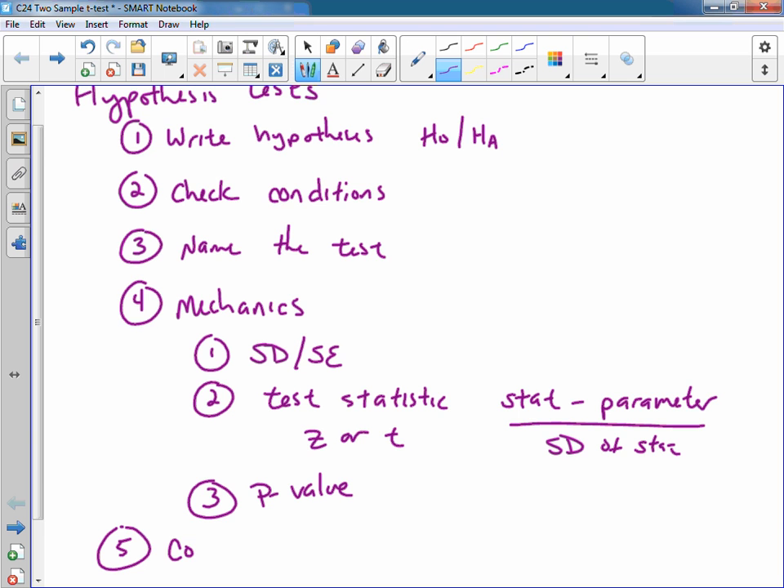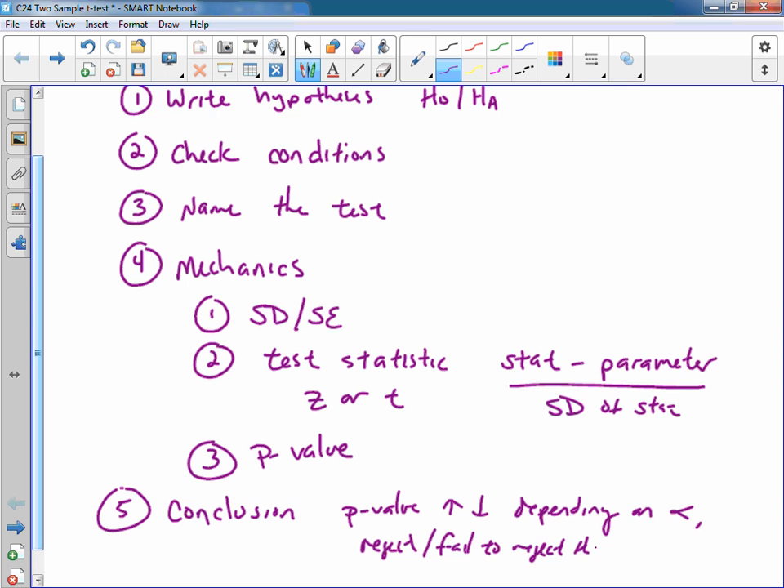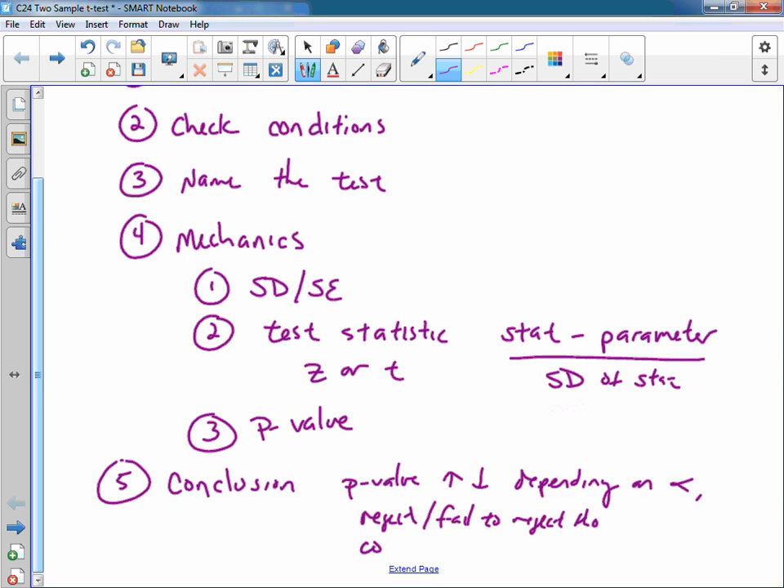you make a conclusion. Then you're in your conclusion. You say if the p-value is high or low, depending on alpha. You reject or fail to reject the null hypothesis, and you keep that all in context, right? We have done this a lot, right? It's not as confusing as it first was.